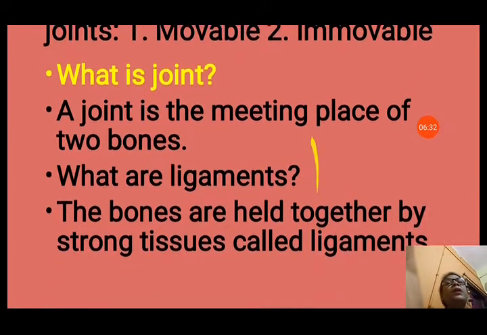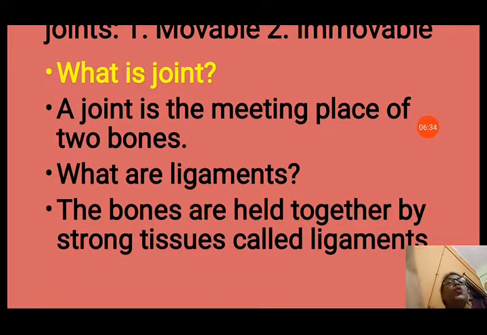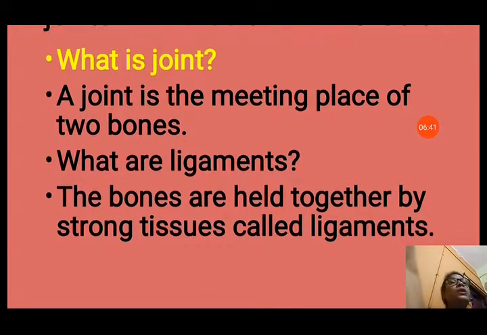Now what are ligaments? The bones are held together by strong tissues called ligaments. So 2 bones are connected to each other by a very strong tissue. That tissue is known as ligament.